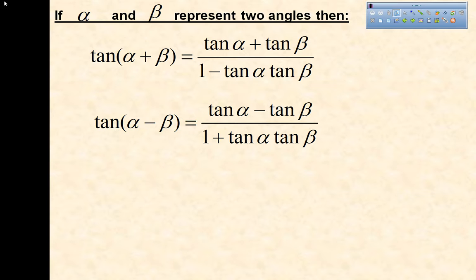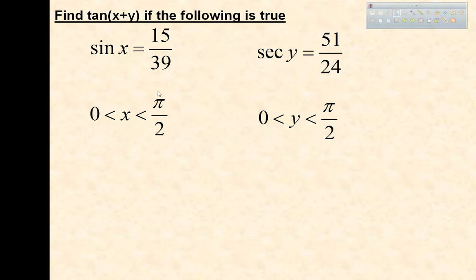Again, if you don't like the letters alpha and beta, you can use whatever symbols you want to. But just remember that they stand for your first angle and your second angle. So tangent of your first angle plus your second angle is equal to this expression, and tangent of your first angle minus your second angle is equal to this expression. We're going to use these two formulas to help us solve problems that have the sum or difference of tangent in them. Alright, so for example, here's your first example.